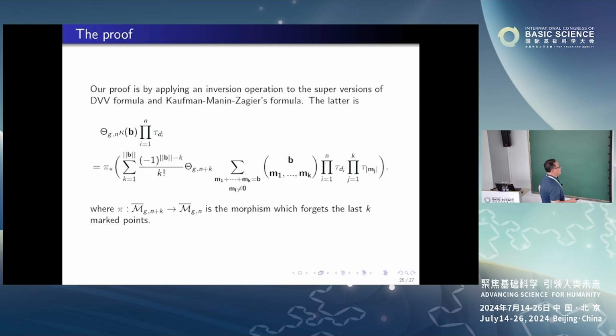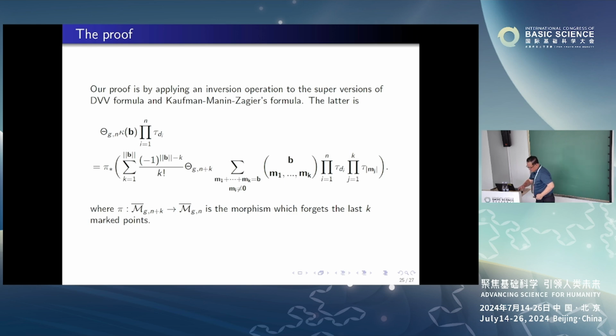For the proof, we apply an inversion operation to the super version of the DVV formula and the Kaufmann-Manin-Zograf formula. So actually that means there's this push forward formula, in principle, from, as I mentioned, this Riemann surface.